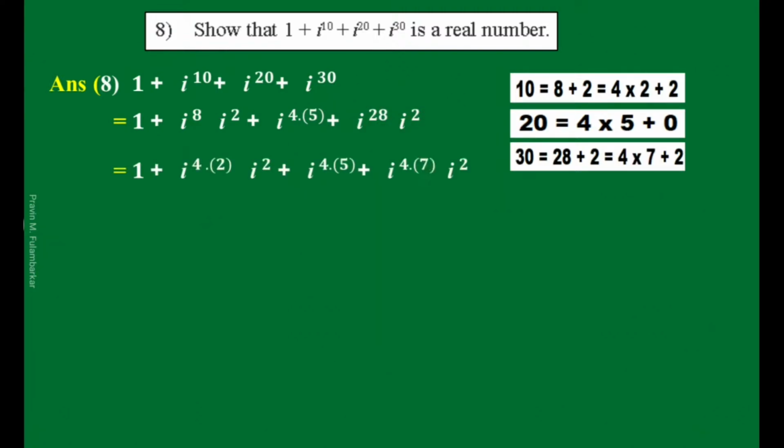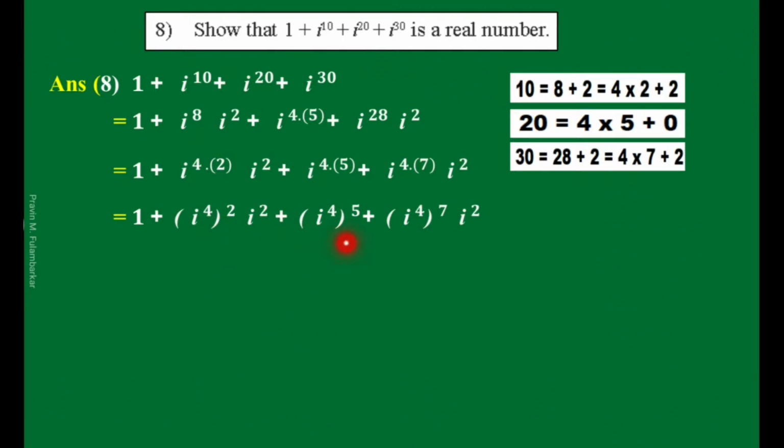So we write this i raised to the power 8 as 4 into 2. Then this i raised to the power 28 as i raised to the power 4 into 7. So we use the form a raised to the power m, bracket raised to the power n, as a raised to the power m into n. So write this i raised to the power 4 its square as i raised to the power 4 its bracket square. Here also in the third term i raised to the power 4 into 5, so we write i raised to the power 4 its power 5, and this i raised to the power 4 into 7 as i raised to the power 4 its power 7. So i raised to the power 4 is 1.